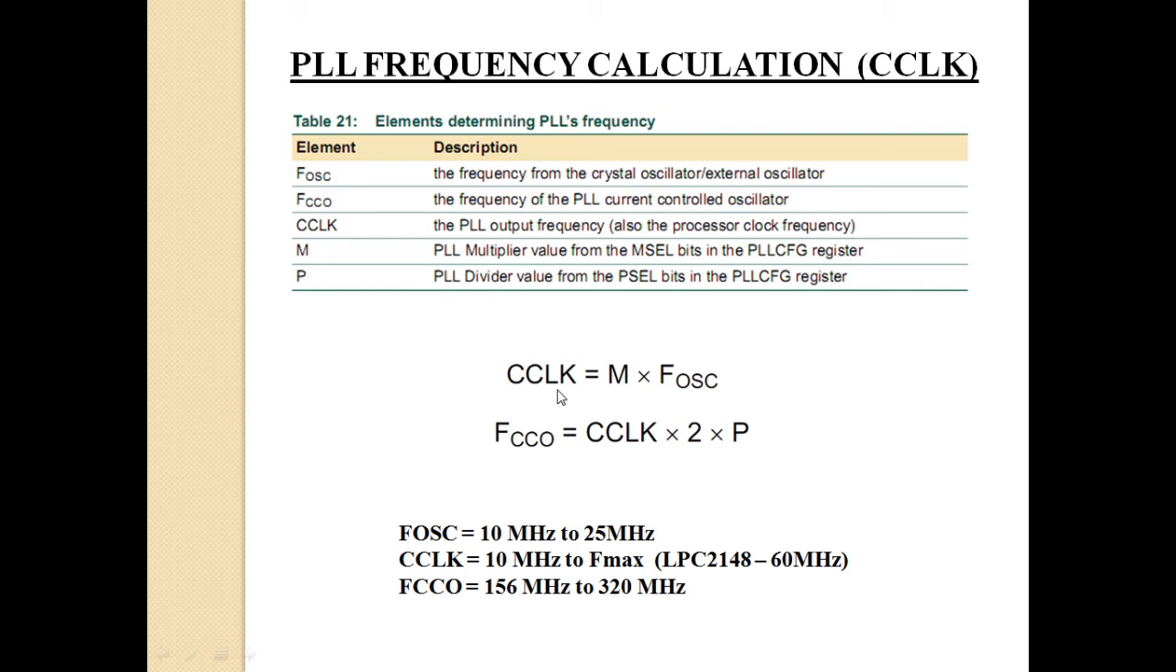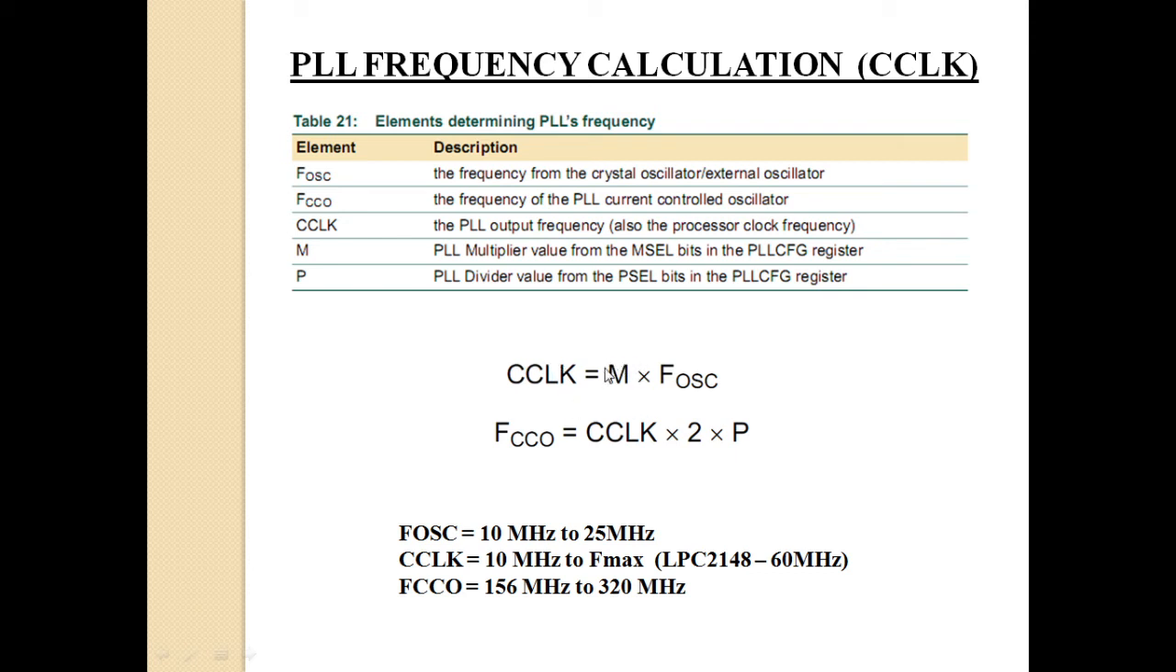CCLK stands for core clock, that is the clock at which your processor ARM core is operating. In my case, my desired core clock is 60 megahertz. F oscillator stands for the frequency of your crystal oscillator. In my case, the frequency of the crystal oscillator is 12 megahertz. So when you are connecting a 12 megahertz crystal, how will you get a 60 megahertz core clock?